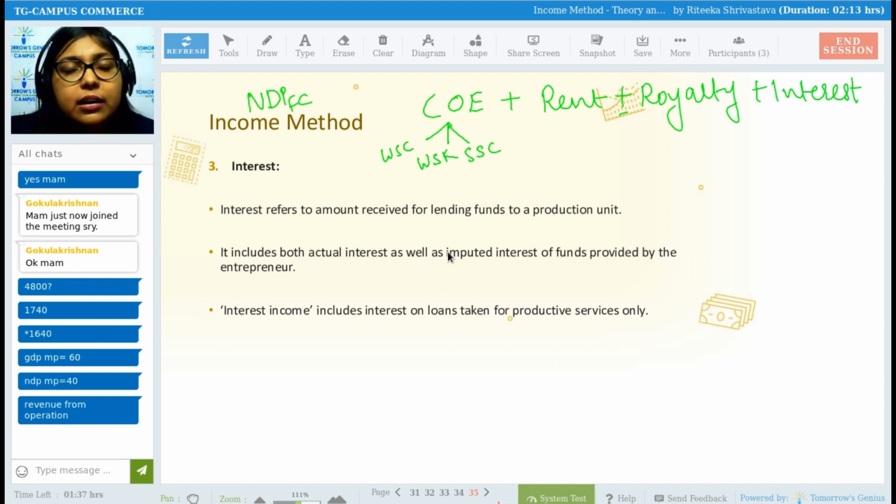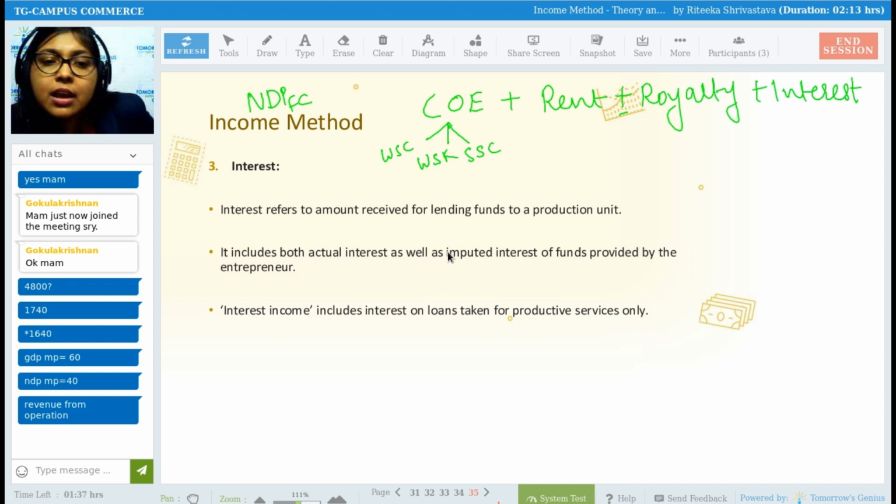Yes, Gokul, all these four are coming under the income method: compensation of employees, rent, royalty, interest. There are a few more left, but as of now, these are the components of the income method. Yes, so rent and royalty, we will bifurcate it. We'll put a plus sign instead of writing 'and'.